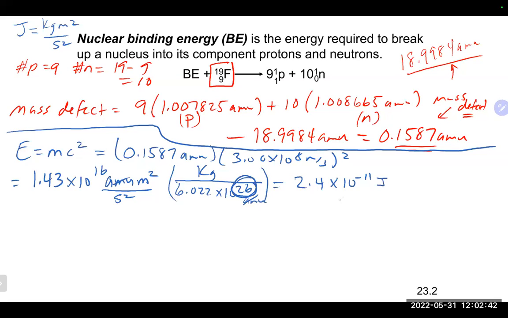Typically, we will want to know the binding energy per nucleon. Nucleons are protons and neutrons, so we take this number, 2.4 times 10 to the minus 11, and divide it by the mass number, which is 19 nucleons. That gets us about 1.3 times 10 to the minus 12 joules per nucleon.